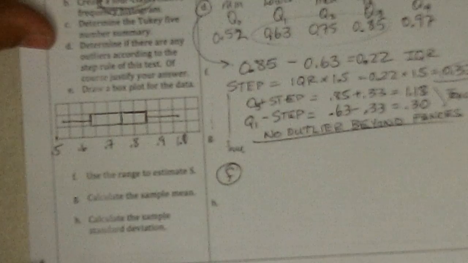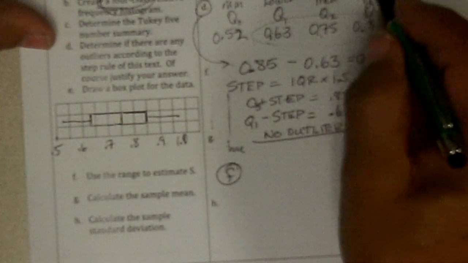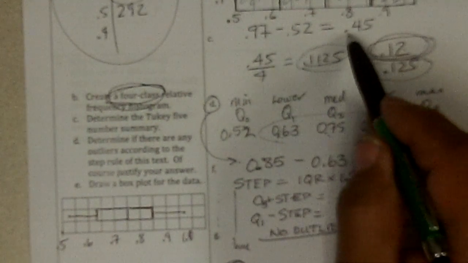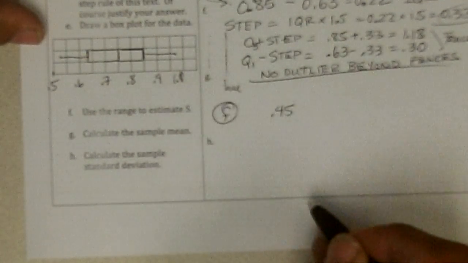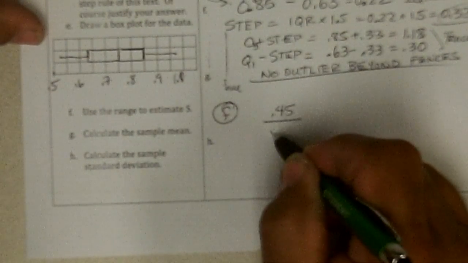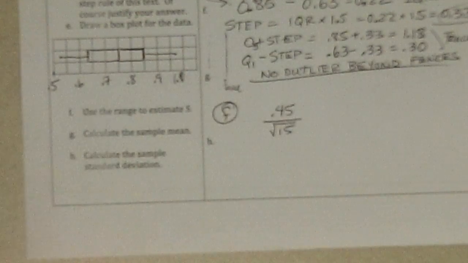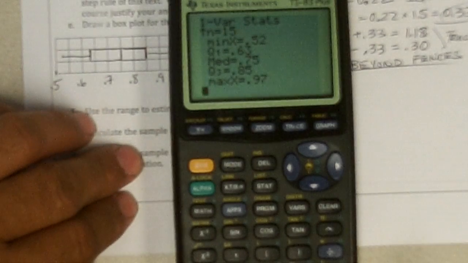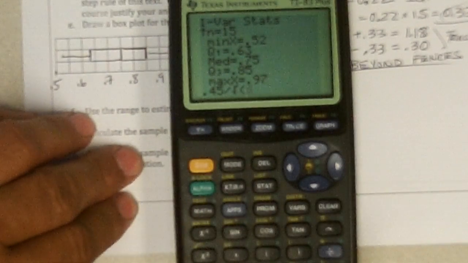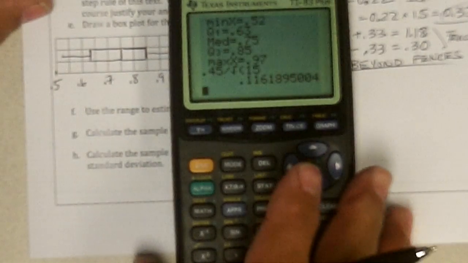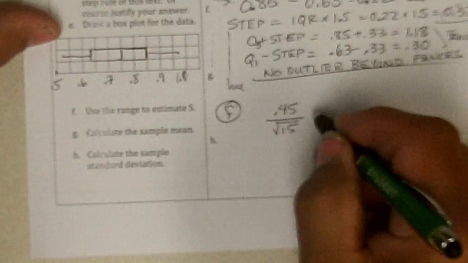F. Use the range to estimate the standard deviation. Well, we calculated the range up here to be 0.45. With 15, we used the formula, the square root of 15. So 0.45 divided by the square root of 15 is 0.116.